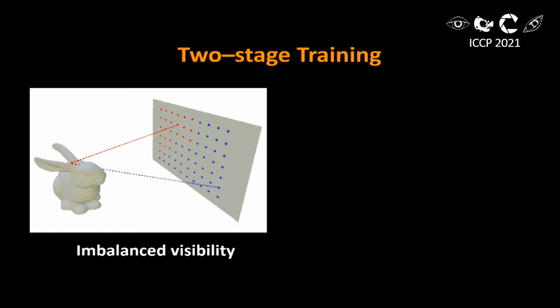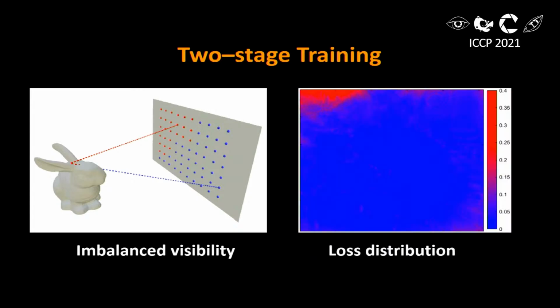We use a bunny for an example. Because of self-occlusion, the bunny's right ear can only be observed by scanning points in the upper left corner of the wall. This means that the points on the wall are not uniform for the observation of the scene. We show the loss distribution of the scanning points after we equally input the data to train the neural network. We can see the loss in the upper left corner is obviously larger than other spots.